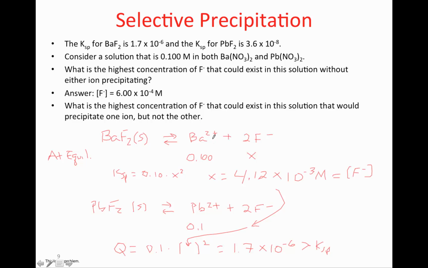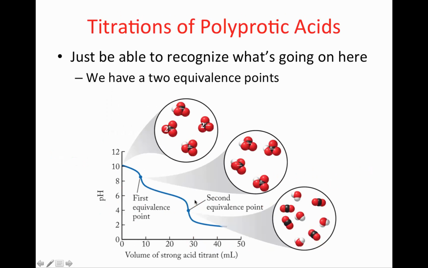And so what we're seeing here is by carefully choosing the concentration of the fluoride ion, I could put in fluoride that would not cause the barium to precipitate, or at least here I'd be just on that very edge of causing a precipitate to occur, while I would cause the lead fluoride to precipitate out. Okay, so yeah, we did get the correct answer right here. What was the highest concentration of F- that would exist in solution that would precipitate one ion but not the other? And that's the answer right here. And then we just did this extra calculation.